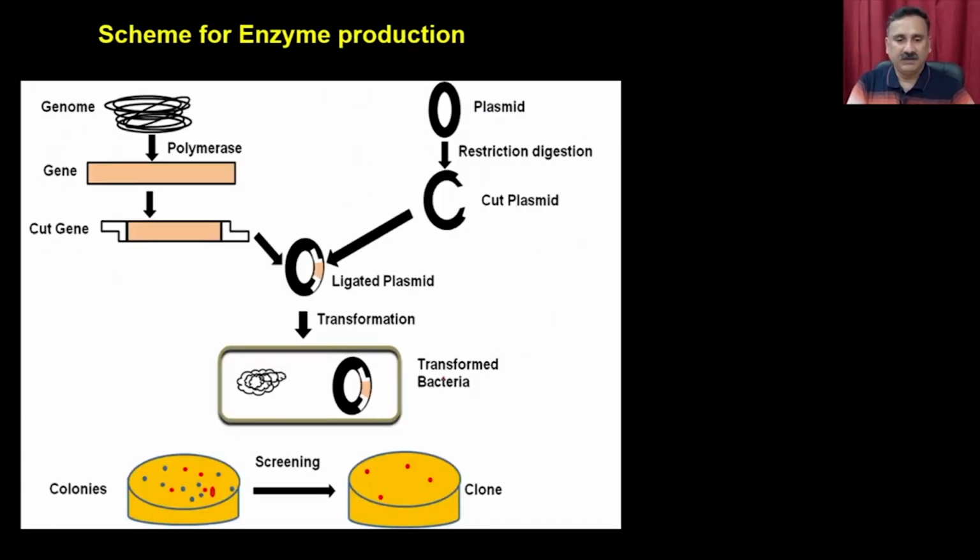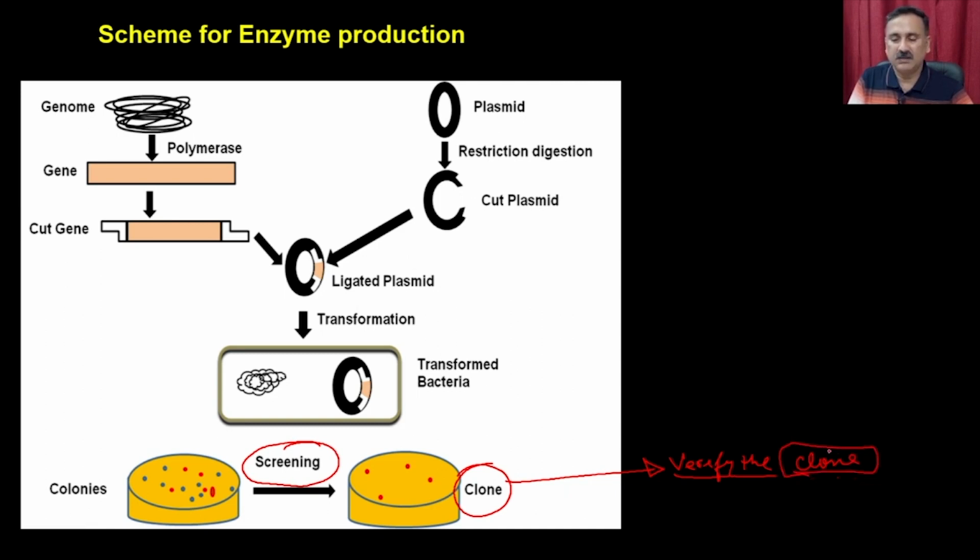So this is what we have discussed so far, how you can screen the compounds and get the suitable clones. Now the question is, if you have done the cloning and you got the suitable clone, how can you verify the clone? That is very important, right? You can verify the clone by several methods.